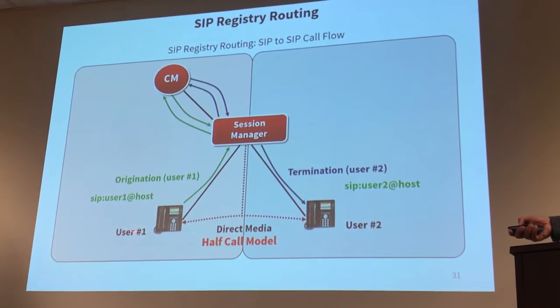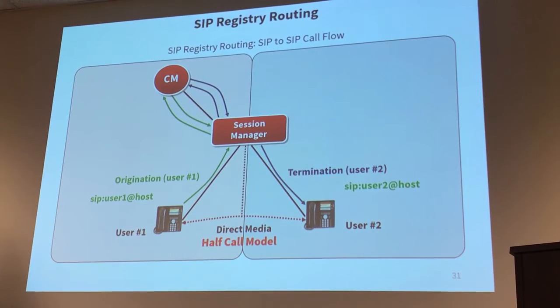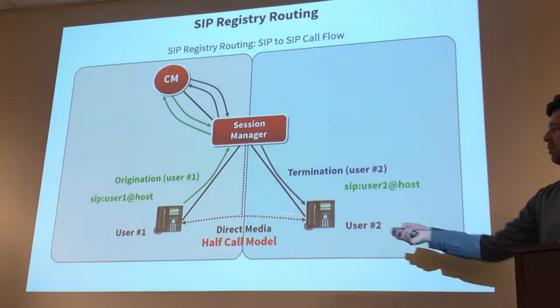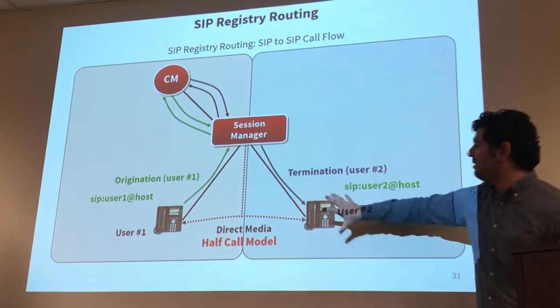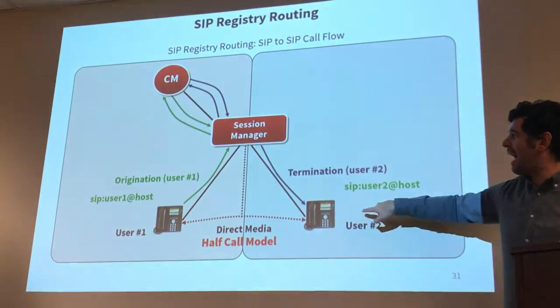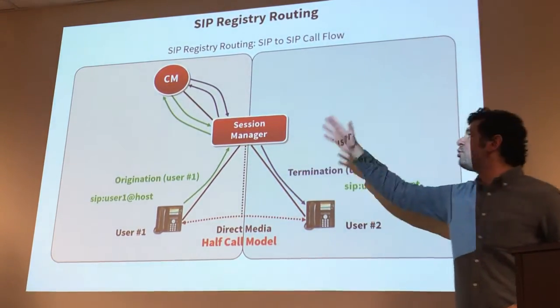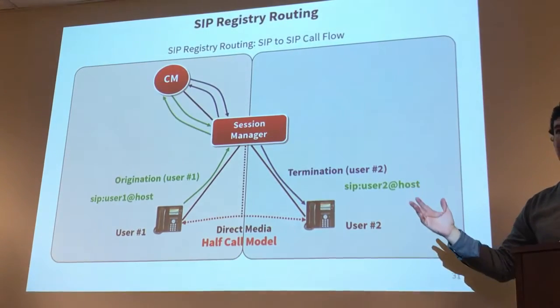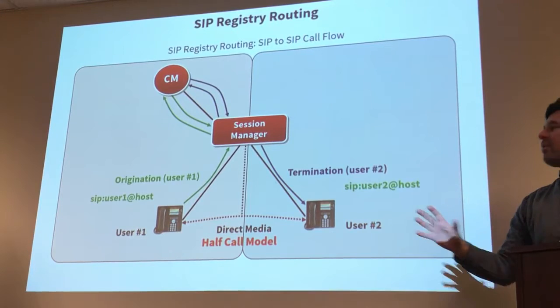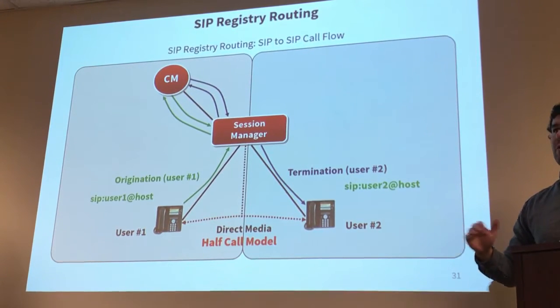and also let's suppose that user 1 wants to call user 2 here. The two of them are registered with this session manager. So registry routing happens when the destination has a user profile created in session manager. Okay, so in this case, if user 1 wants to call user 2, and user 2 has a user profile created in session manager, then session manager uses registry routing to route that call. And you, as the administrator of session manager, don't have to do anything for that call to be routed.